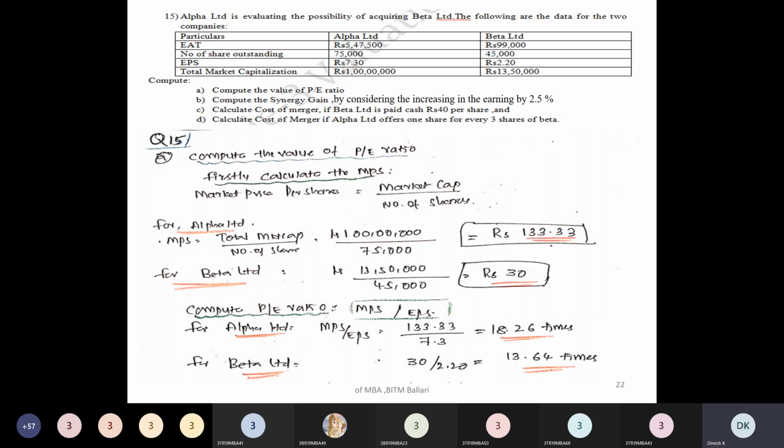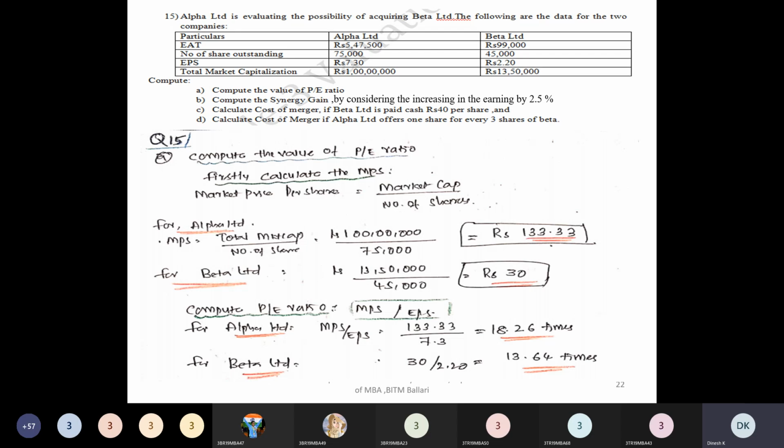So cost of the merger, if the Beta Limited is paid cash of rupees 40 per share, what they say is in this merger they are paying cash of rupees 40 per share. So how many shares are there for Beta Limited here? How many shares are available for the Beta Limited company? 45,000, right? 45 into 40. That would be the cost of the merger, right?